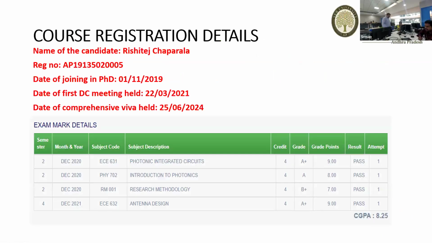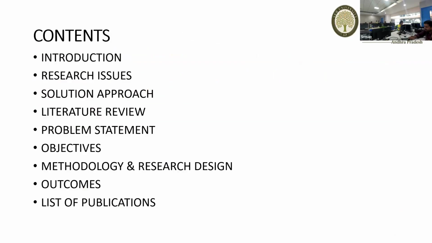So here are my course registration details. My registration number is that, my date of joining PhD is November 2019, my first DC meeting was conducted in 2021, and my comprehensive viva was held in June 2024. These are my exam mark details, I mean coursework subjects, and I have cleared all of them with a CGPA of 8.25.